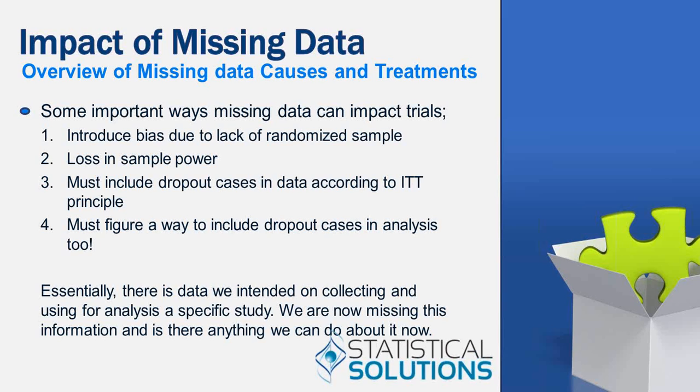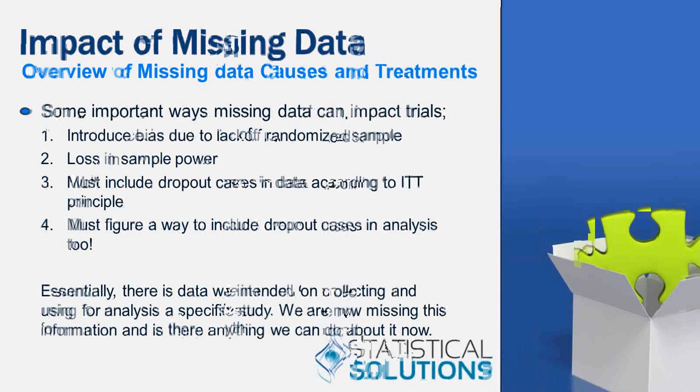And I think we must figure out a way to include the dropout cases in the analysis, and imputation goes a long way with that. The last point I make on this slide is essentially that there is data we intended on collecting for analysis, and we're now missing it. So in terms of optimizing that approach, imputation is definitely one of the ways to go.